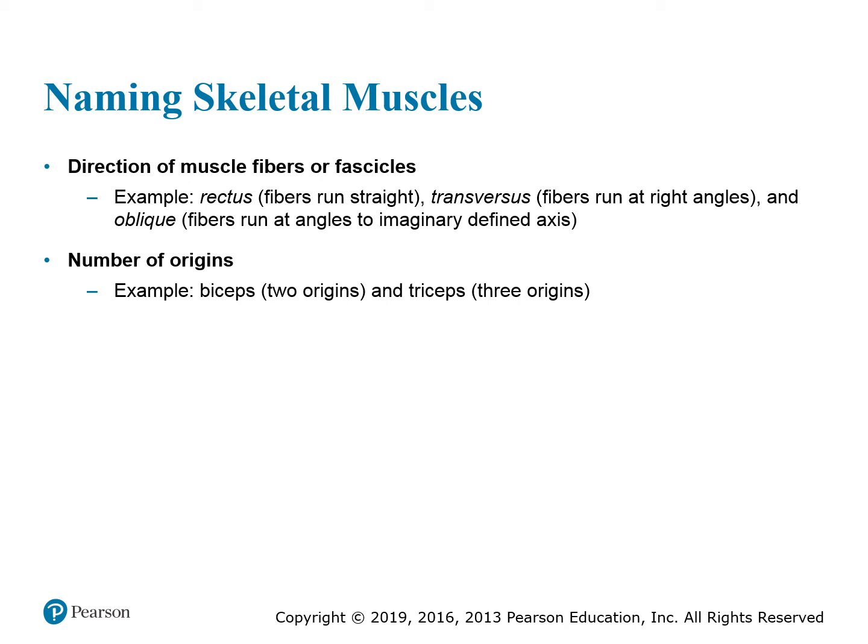Some muscles are named by the direction that the muscle fibers or fascicles are oriented on the body. Rectus usually means that the fibers run straight. Transversus means that the fibers run at right angles, and then oblique means that the fibers run at some angle that's not quite 90 degrees, and it basically goes along an imaginary defined axis. So the rectus abdominis, these are muscles that go straight down the abdomen, and because the muscle fibers run straight, it gets the name rectus.